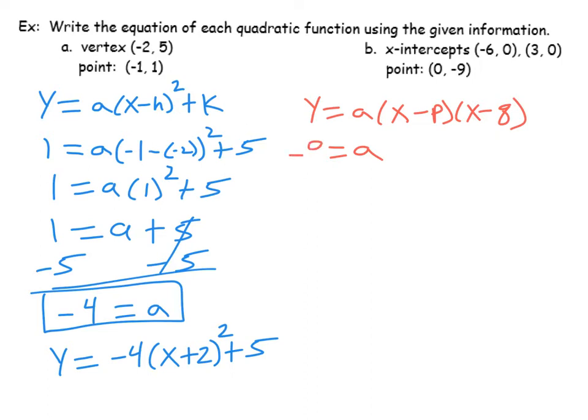The y value that I have is -9. That goes with the x value of 0. P and Q are my intercepts. And there you go. From here, we have a single equation with a single unknown and need to solve for it.